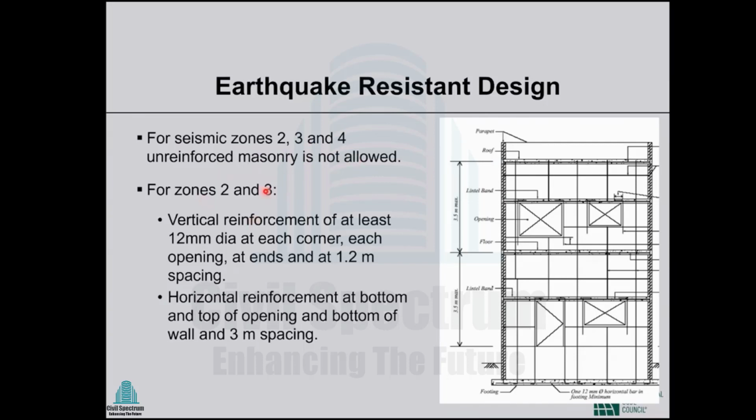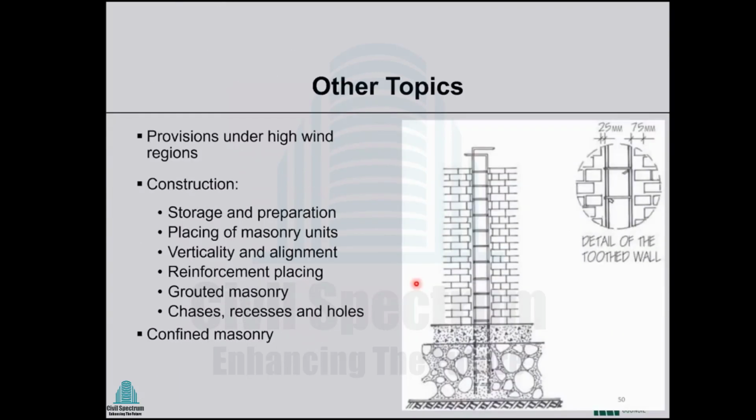For zones 2 and 3, there are requirements for reinforced masonry. For zone 4, this is more stringent. So please check these. If you really want to construct a masonry structure, you have to go for reinforced masonry. This is a new topic that has been added to the masonry chapter in this code, called confined masonry. Confined masonry is actually quite popular in Latin American countries and in other earthquake-prone countries like Iran. Actually, it is included in the Iranian building code.